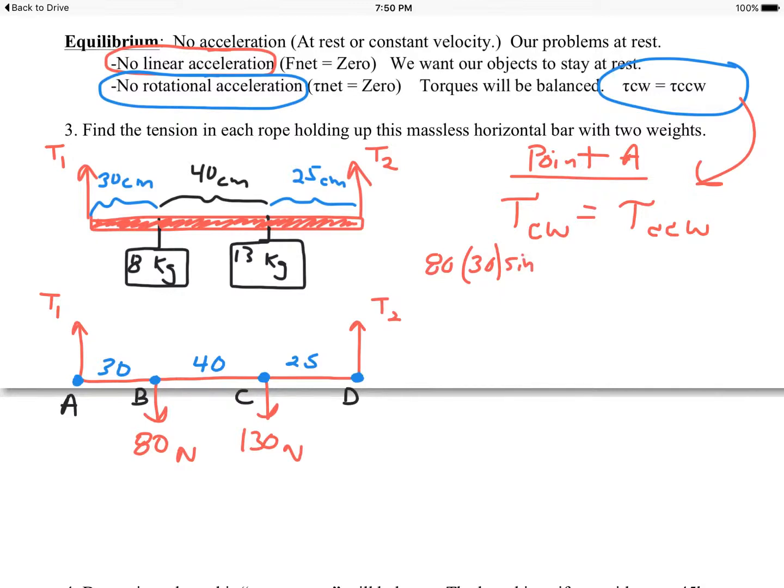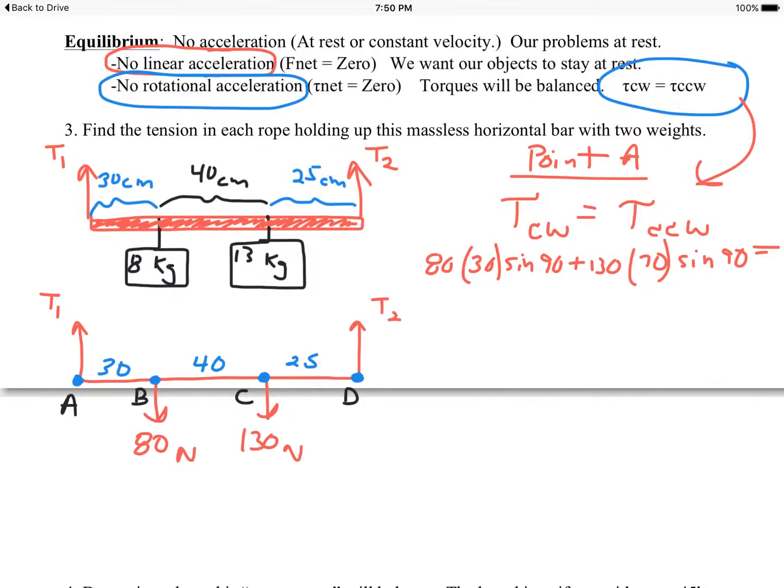times the sine of 90, because the 80 Newton force is at right angles with the beam, plus the 130 times its distance. Now, since we're using point A as our reference point, we have to measure everything from where our force is all the way back to point A. So the 130 Newton force is at point C, all the way back to point A is 70 centimeters times the sine of 90. And that's going to equal, a lot of space here, my counterclockwise torque.